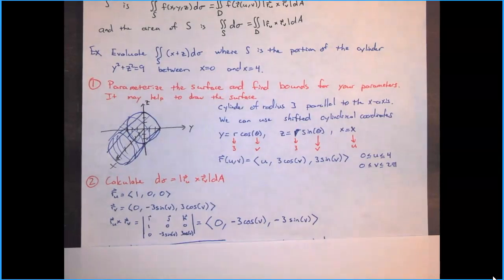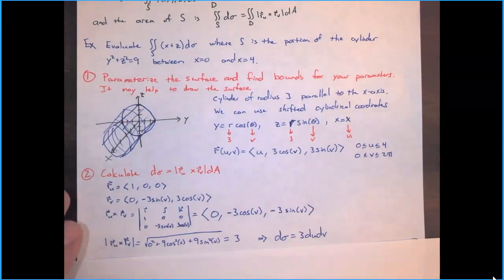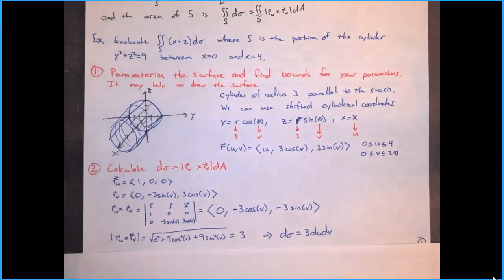And then the last part is I'm going to take the magnitude of this cross product. Taking the magnitude, remember you square the components of the vector, add them together, take a square root. If I square these, I get 0 plus 9 cosine squared plus 9 sine squared. I can factor a 9 out. Cosine squared plus sine squared is 1. The square root of 9 is 3. So the magnitude of this cross product is just 3. So d sigma is 3 times dA. But dA, we're just integrating with respect to u and v, so that's du dv.